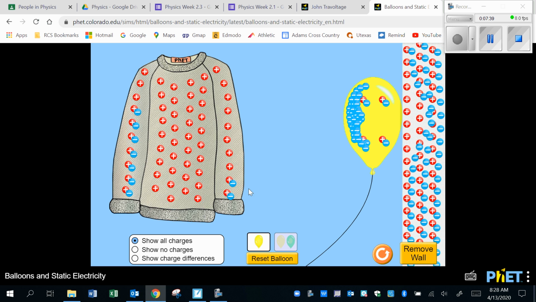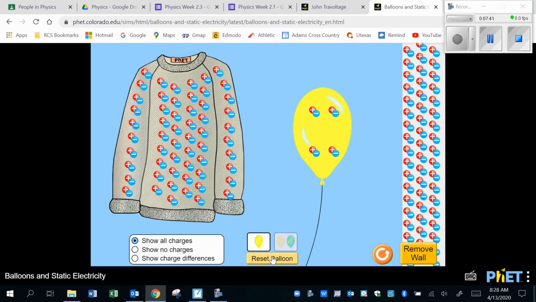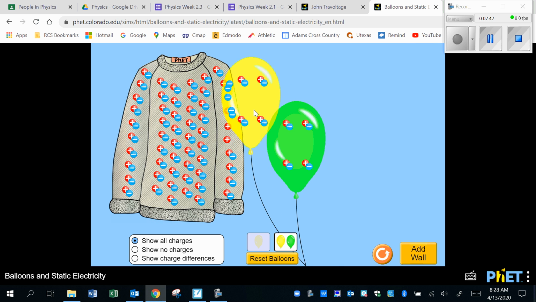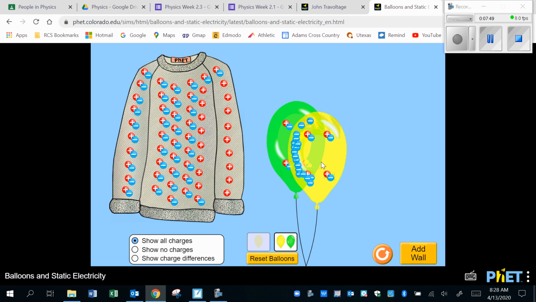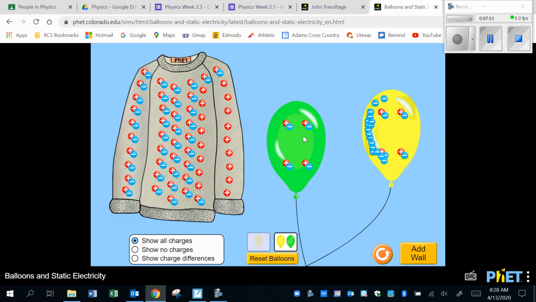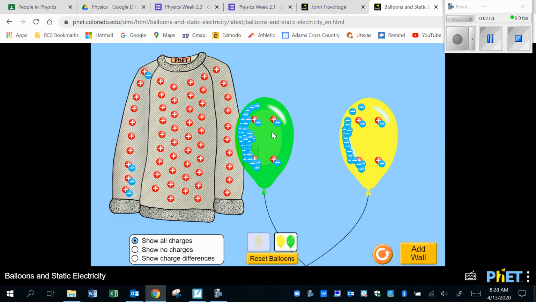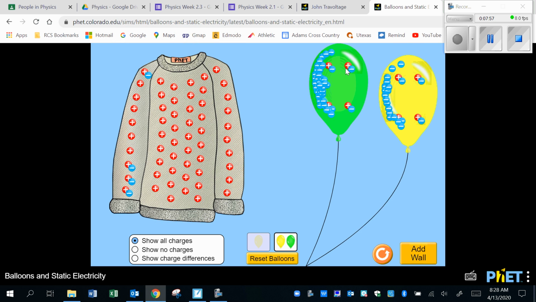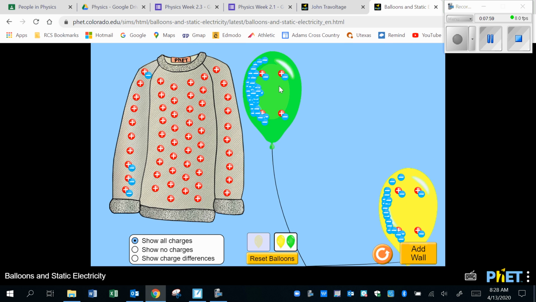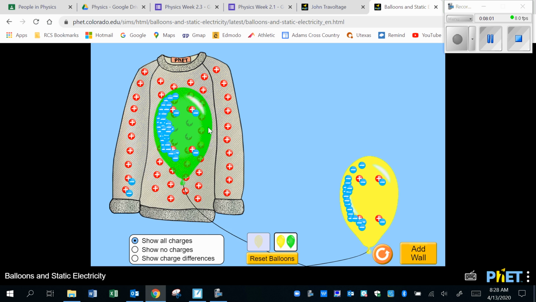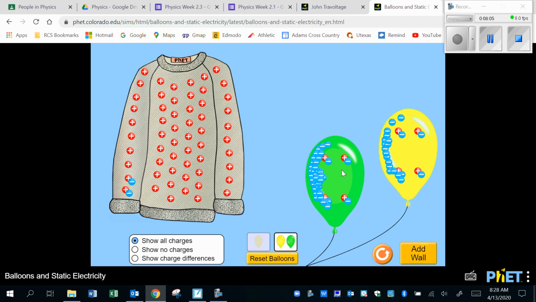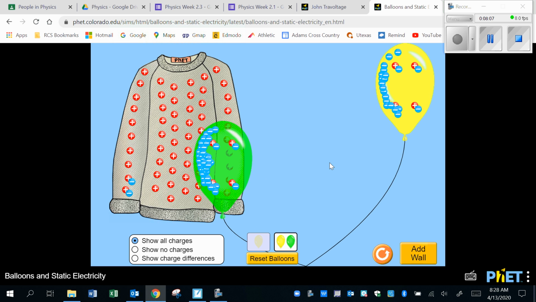Let's see here. What happens if we reset, if we make 2 balloons, if we take the wall away? What happens if I take one balloon and put some negatives on there, set it way over there, and then this balloon here, I can actually cause the yellow balloon to be repelled from the green balloon. And if I move away, this thing starts coming back in, and I see that the likes are going to repel each other, and then the opposites will attract.